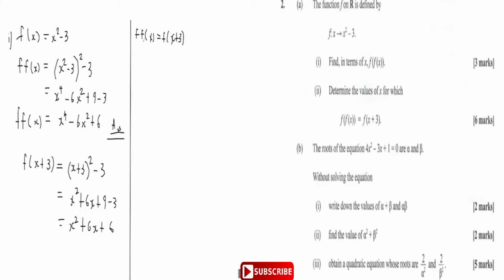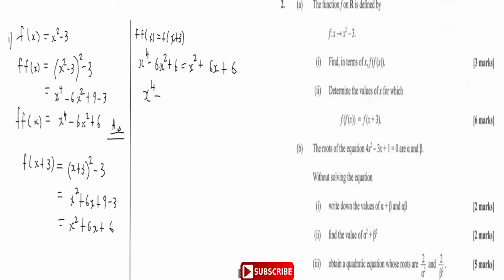Solving this, as we know, f of x is x to the 4th minus 6x squared plus 6, and we're setting it equal to f of x plus 3, which is x squared plus 6x plus 6. So now all we're going to have to do is bring everything to one side and set it equal to 0. I'm going to bring everything to the right side.